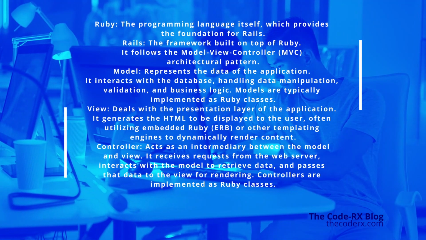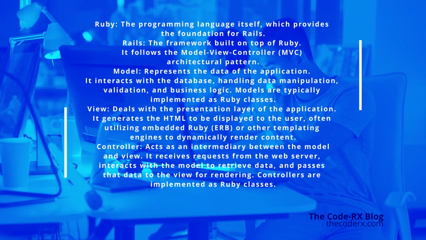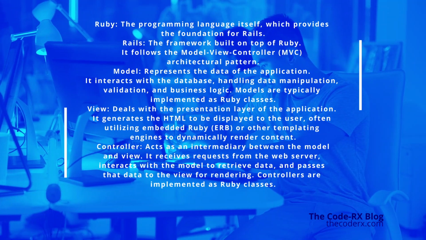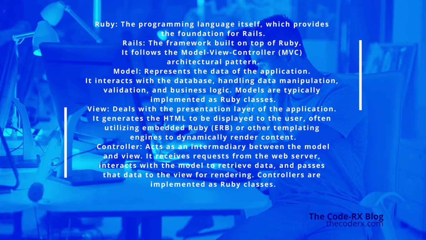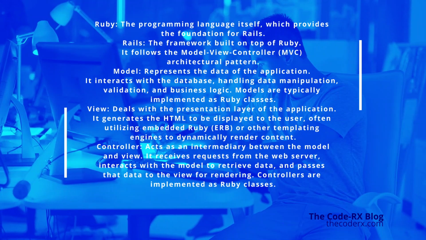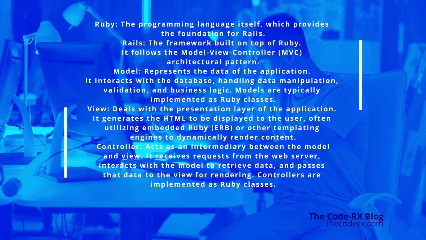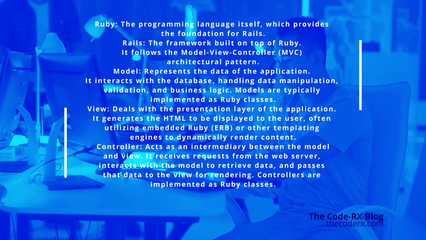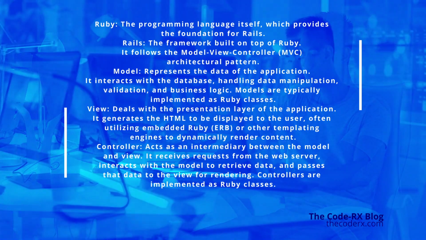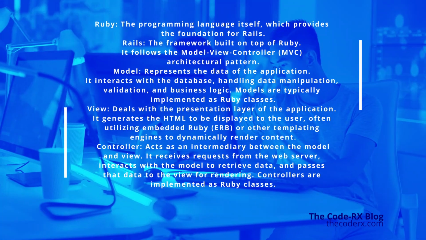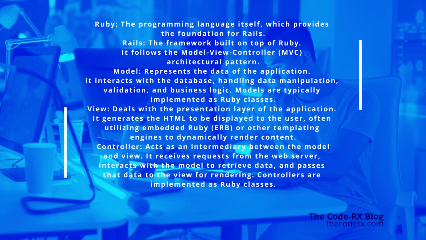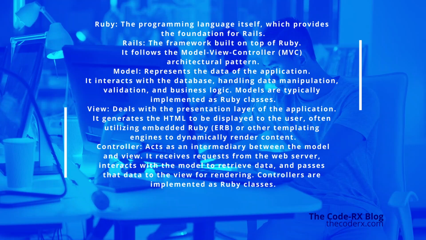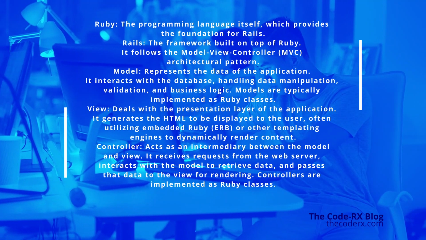The model represents the data of the application. It interacts with the database, handling data manipulation, validation, and business logic. Models are typically implemented as Ruby classes. Then there is the view. The view deals with the presentation layer of the application. It generates the HTML to be displayed to the user, often utilizing embedded Ruby, or ERB, or other templating engines to dynamically render content.